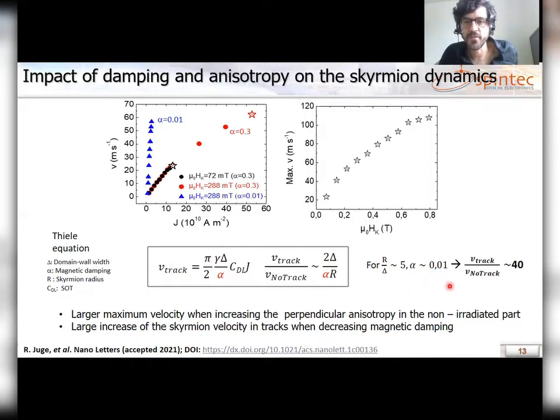The gain in velocity in an ion-defined racetrack compared to a confinement-free motion also scales as 1 over the damping. So assuming a damping of 0.01, a gain of about 40 can be expected for typical skyrmions. Note here that in our experiment we expect a much larger damping, about 0.3, which explains why a much lower gain is obtained for our experiment.